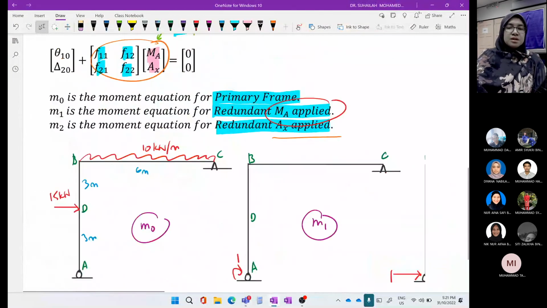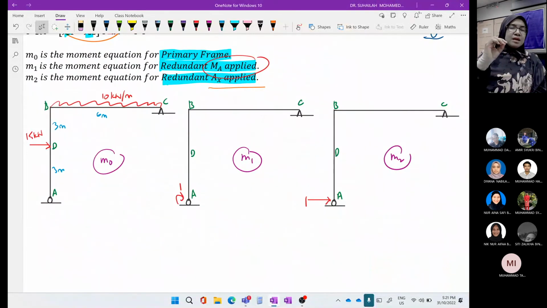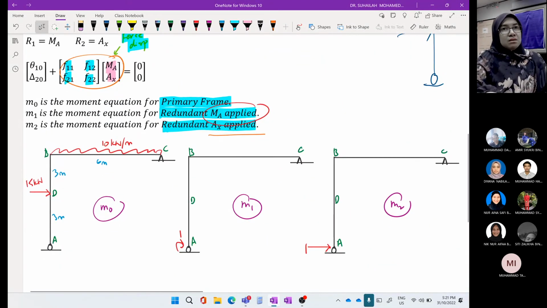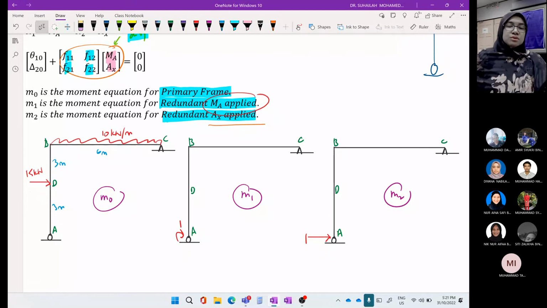So now, what do we need to do with these three determinate frames? Why do we do this step? Yes, to find the moment equation. There are three sections: AD, DB, BC. All moment equations we tabulate into a table.